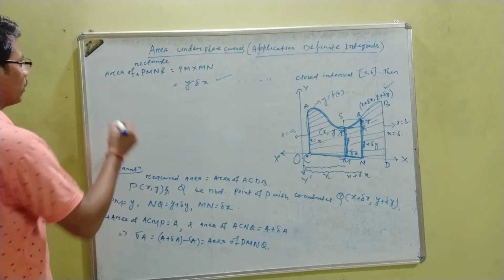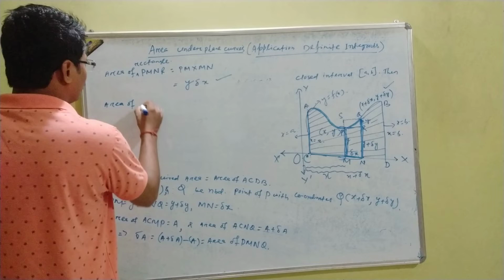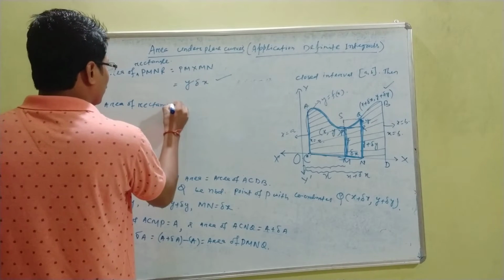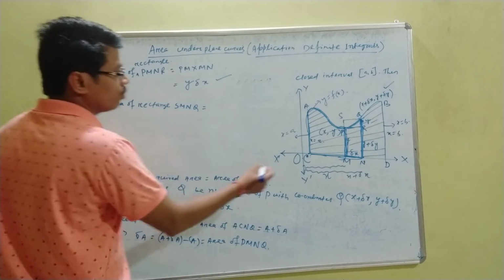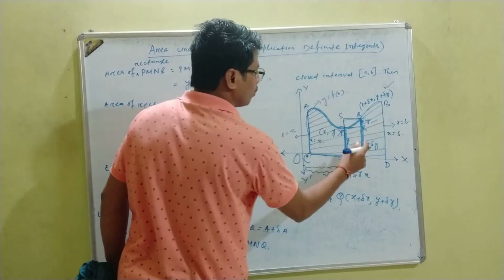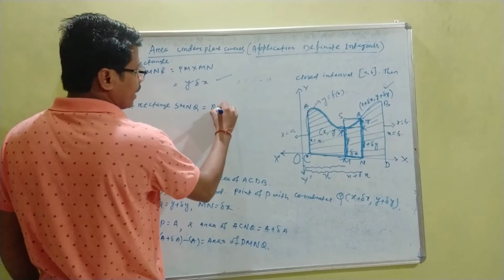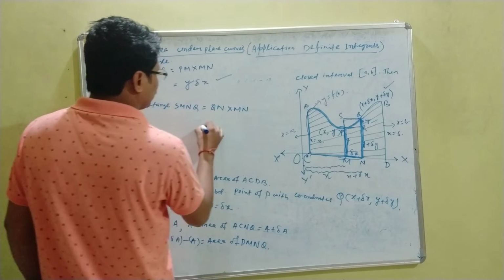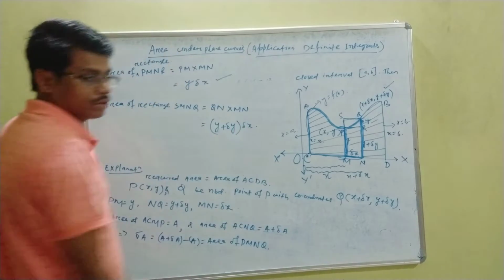We get one equation. Again, the area of rectangle SMNQ is equal to length QN into breadth MN, that is equal to y plus delta y whole into delta x. Got it?